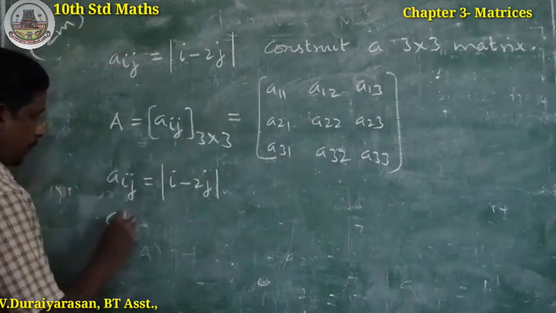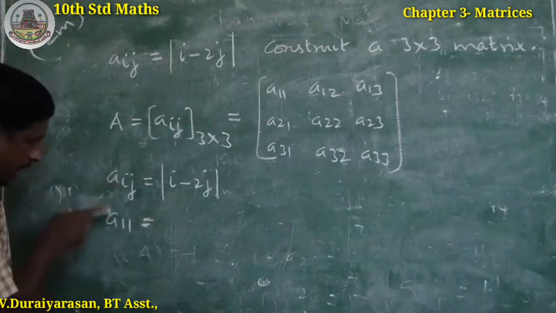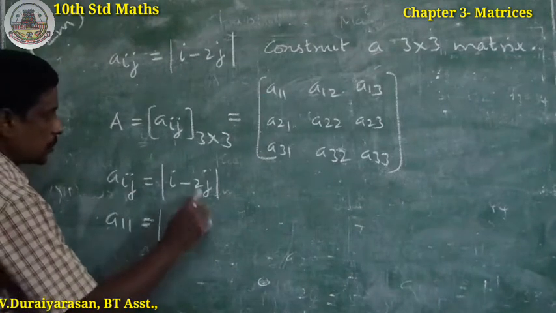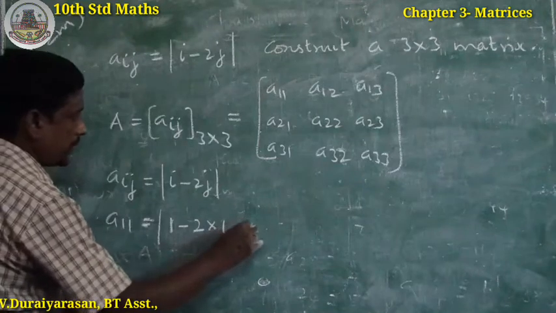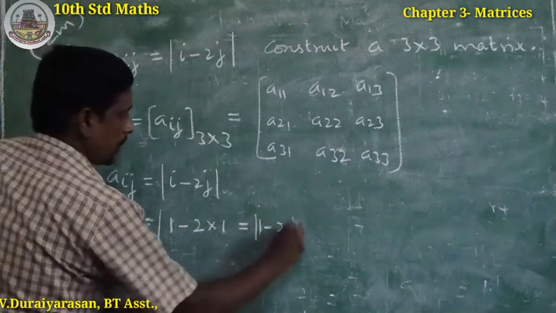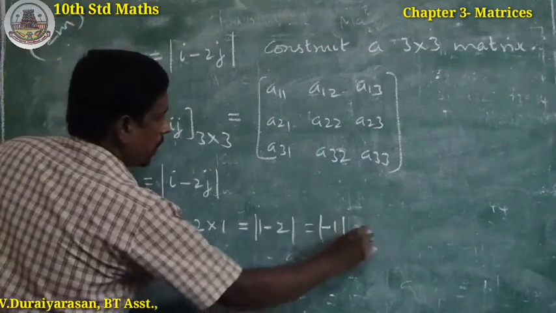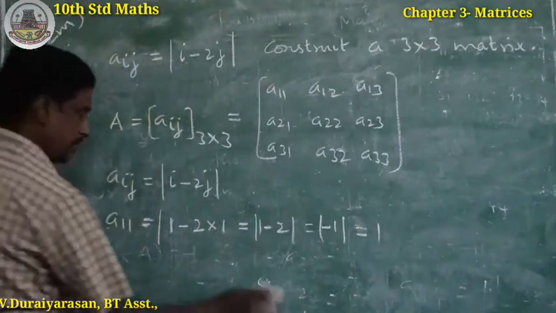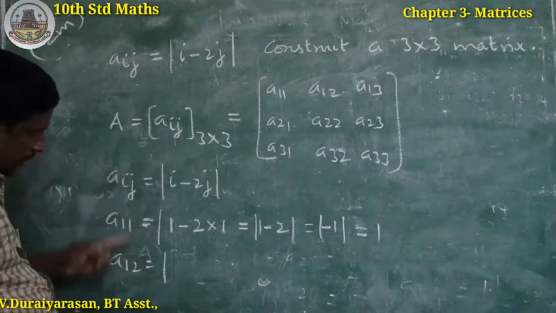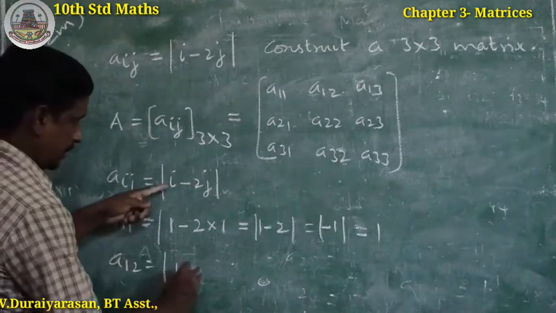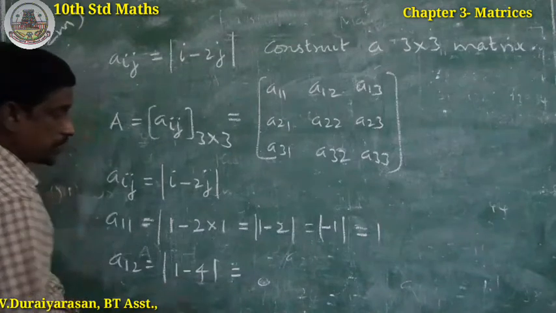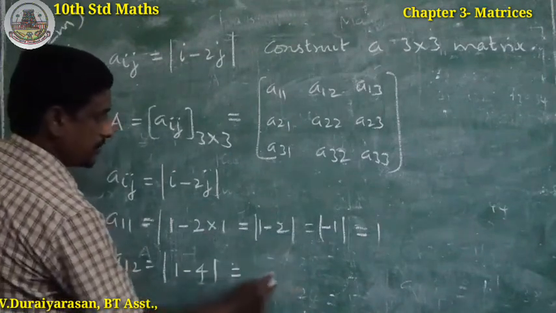First, to find A11. Substitute i equal to 1, j equal to 1. 1 minus 2 into j. 2 into 1 is 2. 1 minus 2 is equal to what? Minus 1. Modulus of minus 1 is 1. Okay. A12. i equal to 1, j equal to 2. 2 twos are 4. 1 minus 4 is minus 3. Modulus of minus 3 is equal to 3.